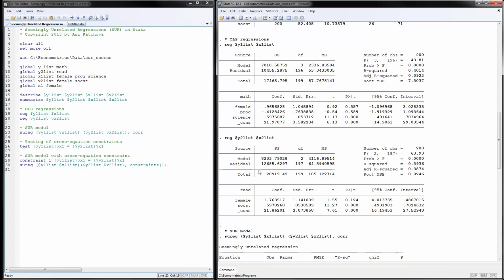These are the results. So for the SUR, this is the command that we will use, sureg. And we would put the dependent and independent variables for the first equation, and then the dependent and independent variables for the second equation, comma corr, showing that we have correlated errors. And these are the results that we get here.